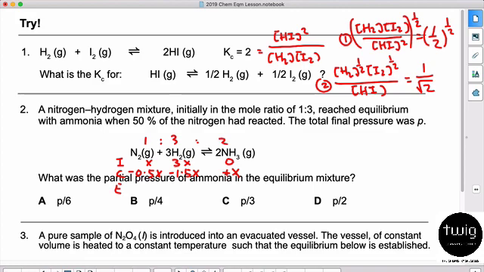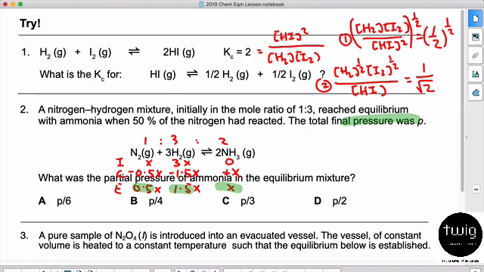You can see the change always follows the stoichiometry ratio. So this is 0.5x, this is 1.5x, and this is x. Add them together and that is the final pressure. The final pressure was P, so add them up.